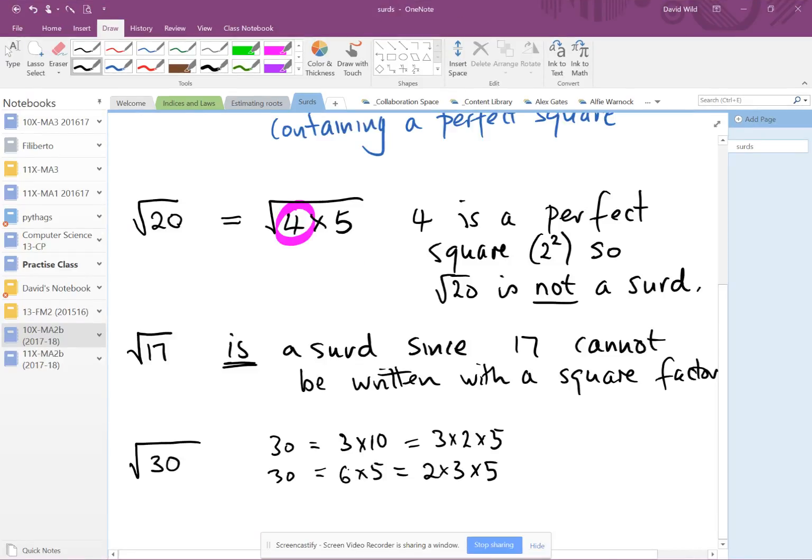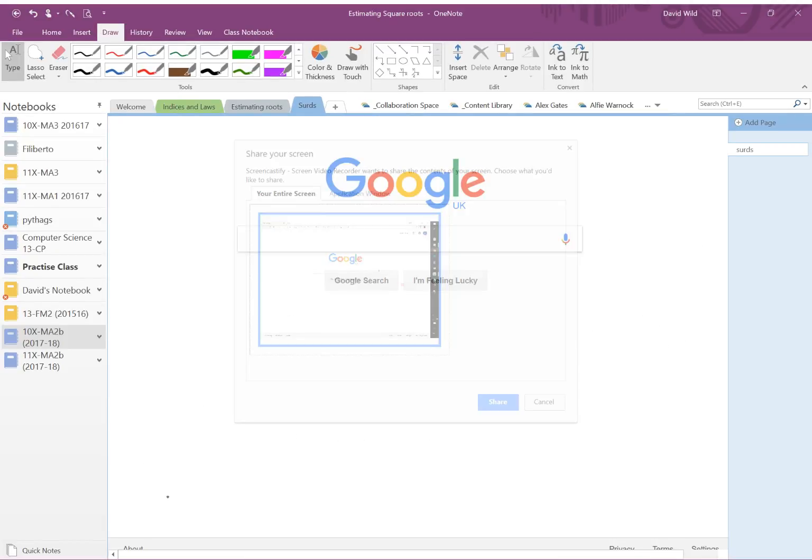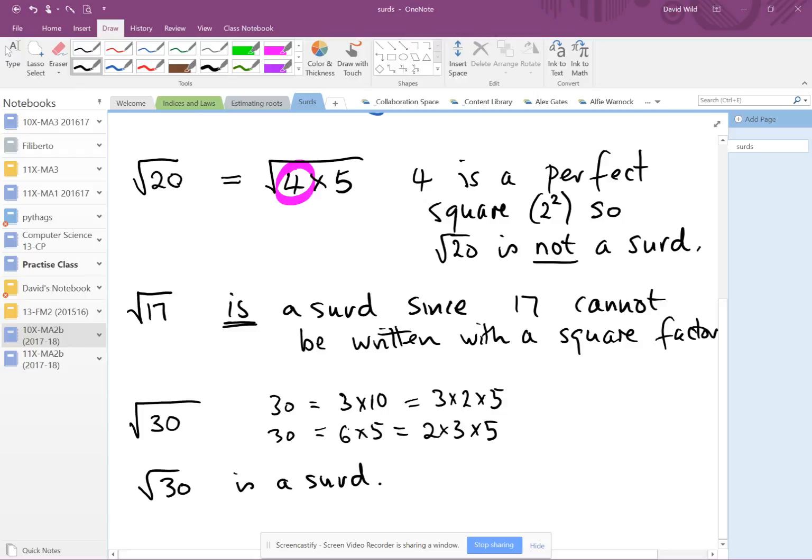Anything else? No? Yeah, but that's not a 3.3. 3 and a third, you mean? 3.3 recurring, which is different to 3.3. No, it can't be. It cannot be factorized. So root 30 is a surd. Yep, and if there's no square factors, this isn't a square number, nor is this, nor are any of these, and therefore it is a surd.